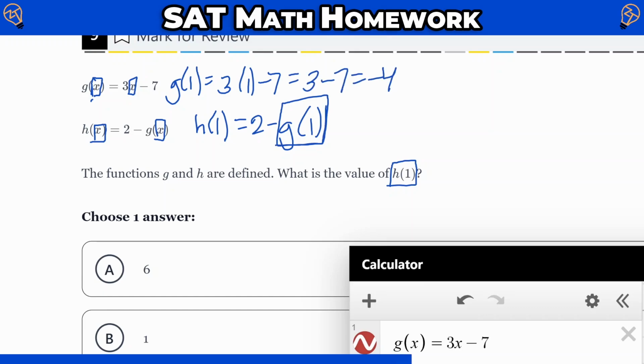So now we could replace this g of 1 with negative 4. And notice we have 2 minus that negative 4. And we know that subtracting a negative is the same as adding, and we get 6.